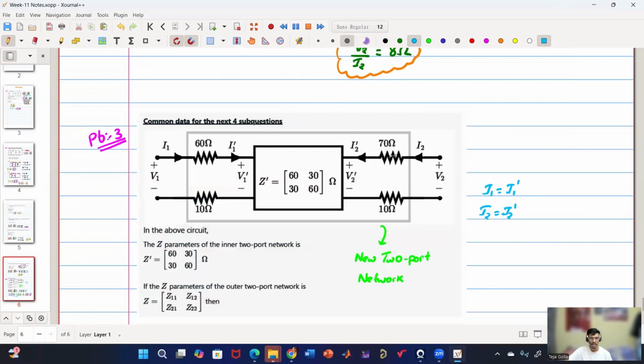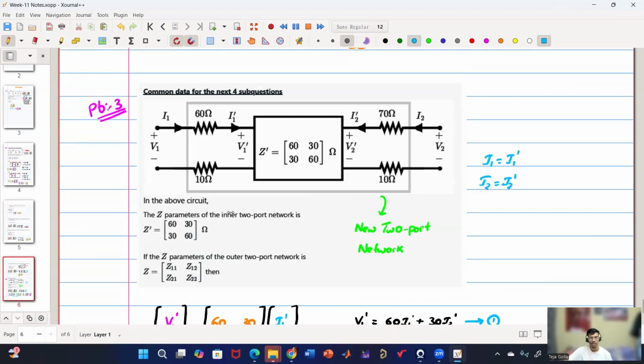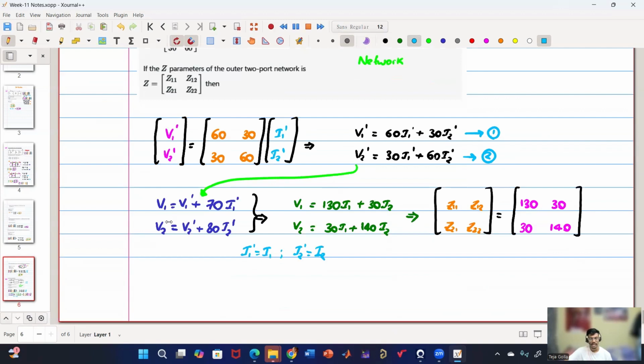The last problem is also a little bit interesting, where they have one two-port network and they have connected four resistances, and now they are calling the outer two-port network a new two-port network, and they are asking for the Z parameters of the same. First, from the inner two-port network, I can get V1 dash as well as V2 dash in terms of I1 dash and I2 dash. Now after connecting these four resistors, I can calculate V1 in terms of V1 dash and I1 dash, as well as V2 in terms of V2 dash and I2 dash, which we have obtained. After getting that, equations 1 and 2 can be substituted in these two equations. Now we can get V1 in terms of I1, I2, and V2 in terms of I1, I2. That will give us the Z parameters, which are obtained to be 130, 30, 30 as well as 140.